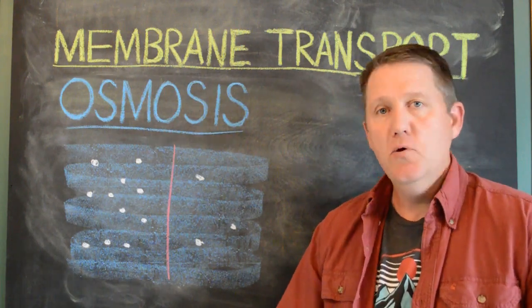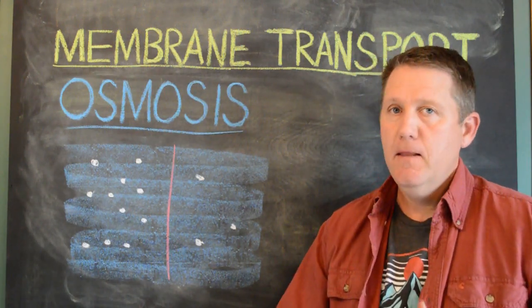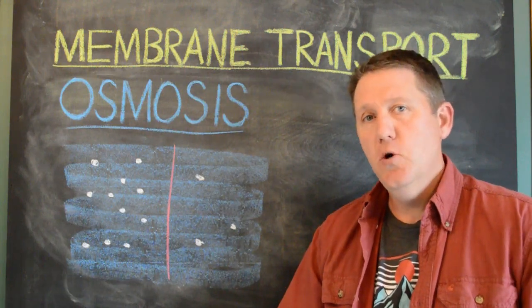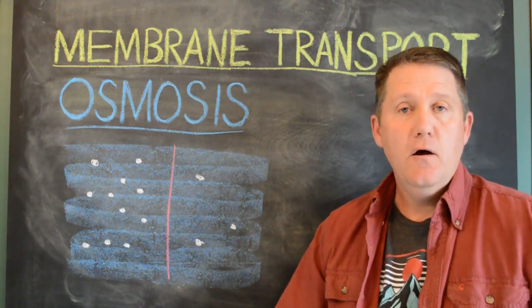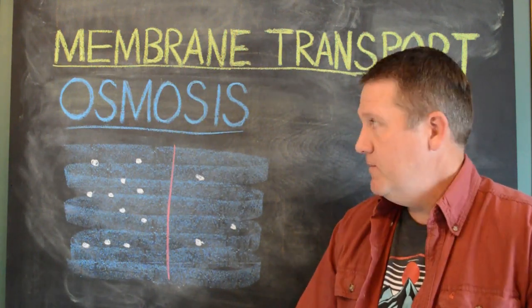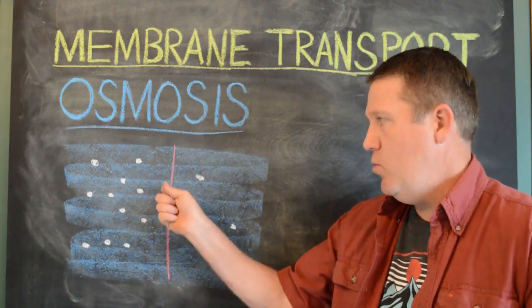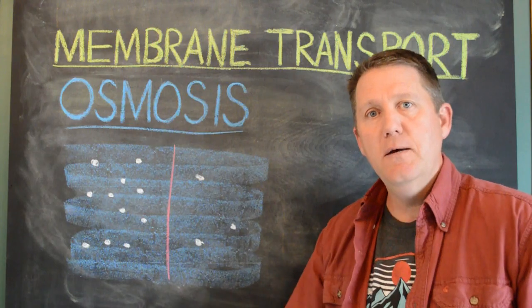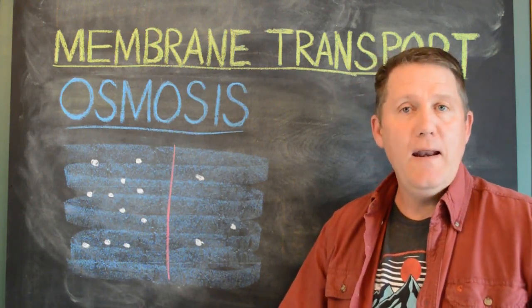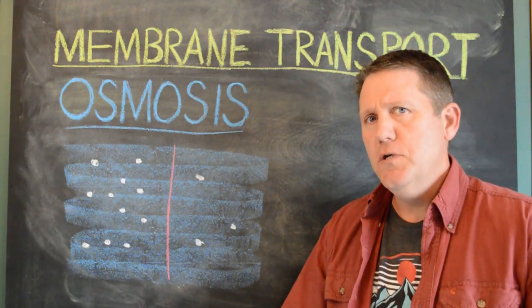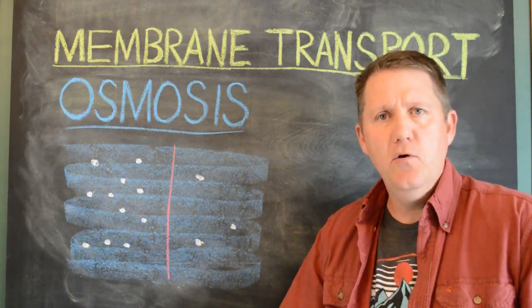Since water is the most abundant molecule in the body, anything that concerns water is going to be important. And although water can move in a variety of ways, osmosis is really what operates at the cell level because it's how water moves across a membrane. The way that happens can be a little confusing, so let's explore that in this video.